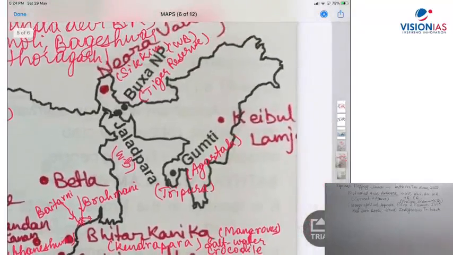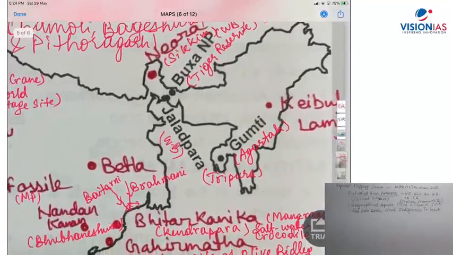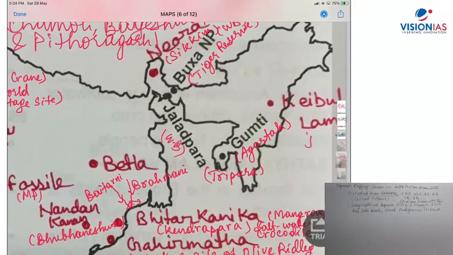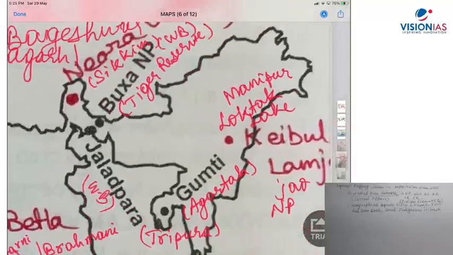Then comes the very famous Keibul Lamjao. Keibul Lamjao National Park is in Loktak Lake. There is a very famous lake called Loktak Lake, which is again a Ramsar site of Manipur. Where is Loktak Lake? Loktak Lake is in Manipur, near Imphal, the capital city of Manipur.